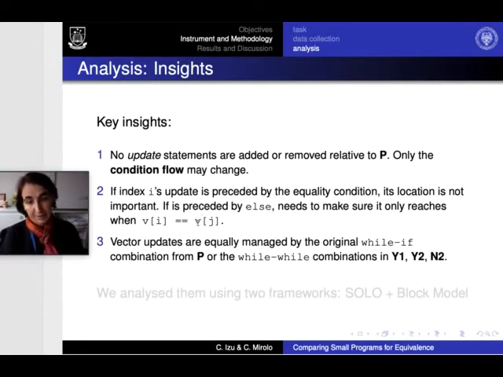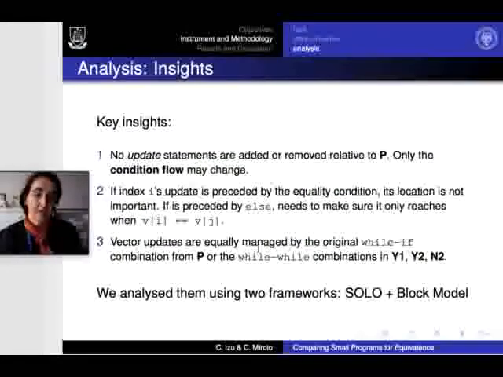The second insight is that replacing the while-if combination from P with a while-while combination is equivalent, because while the condition is true, we will either loop inside in this while, or we will loop outside with the outer while.